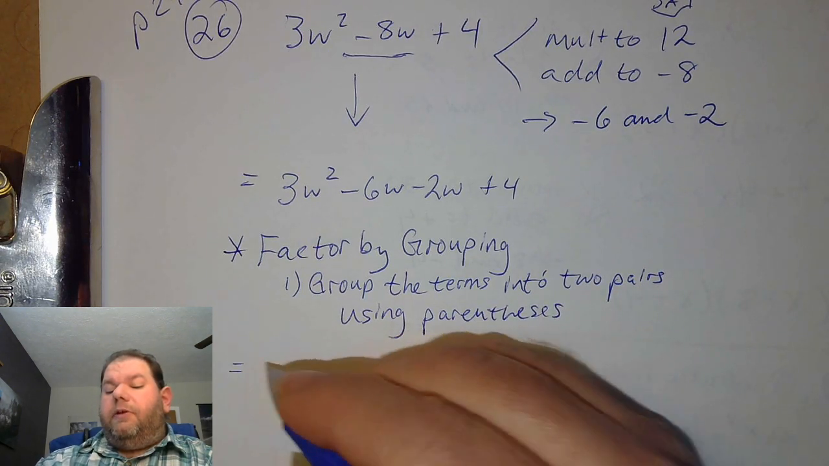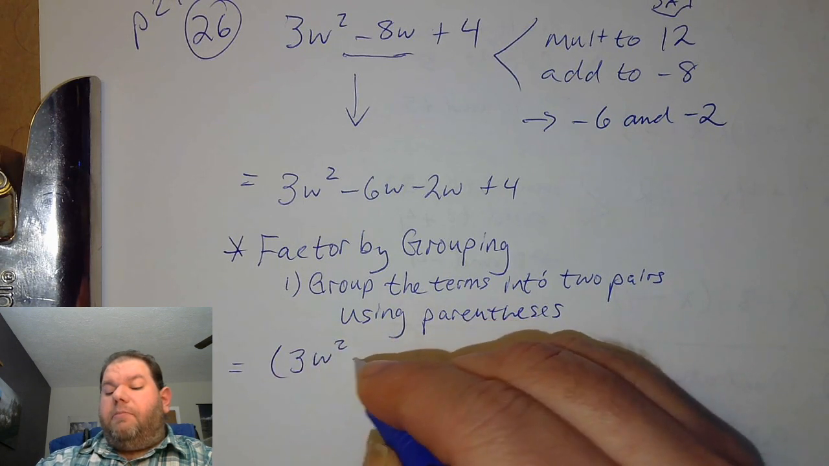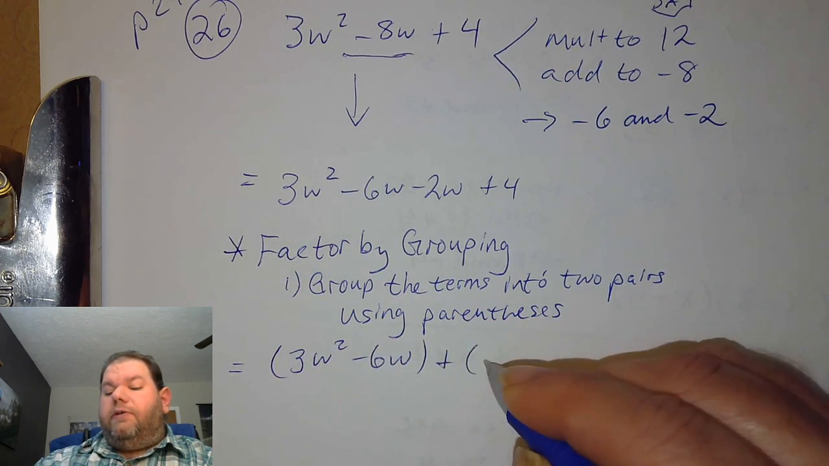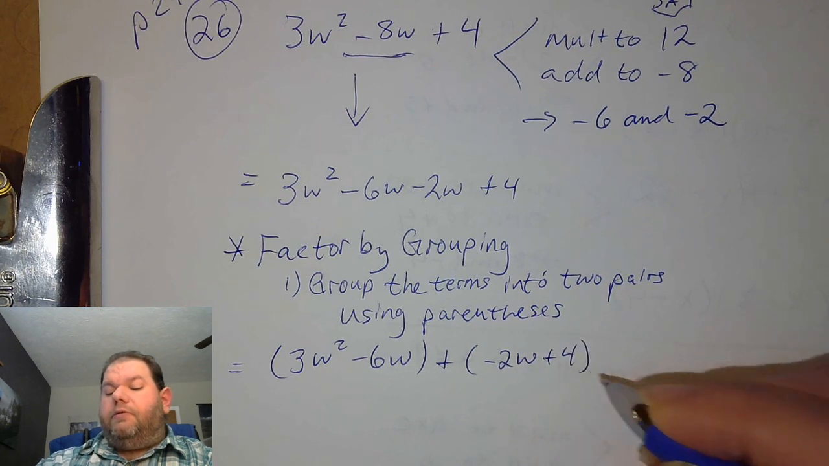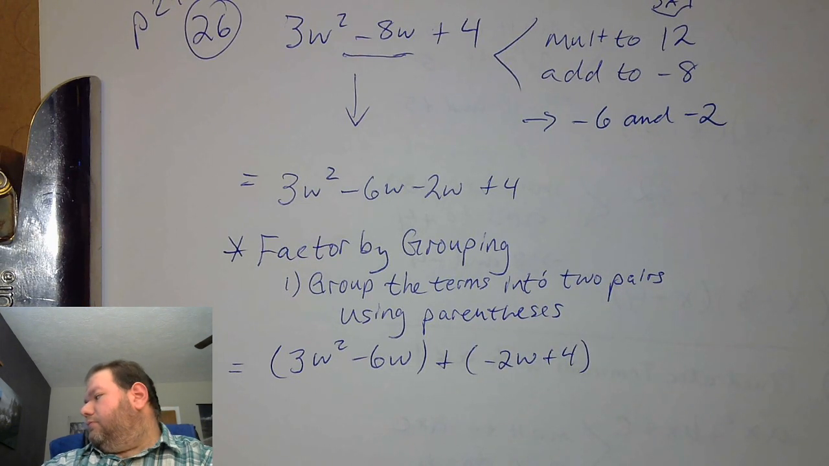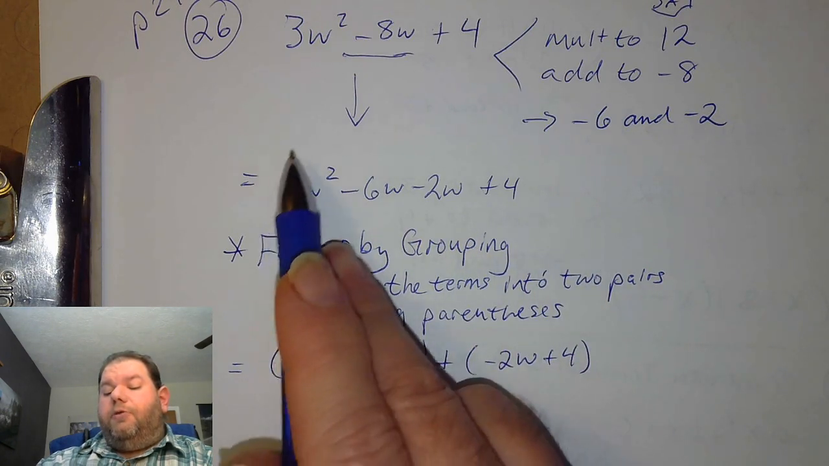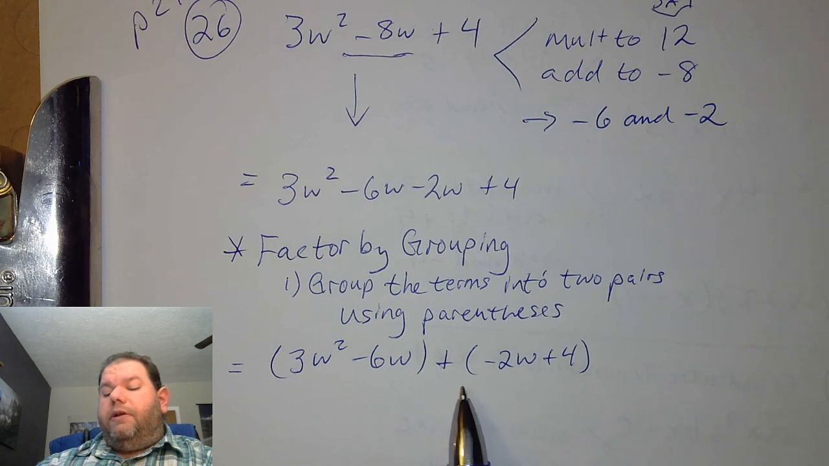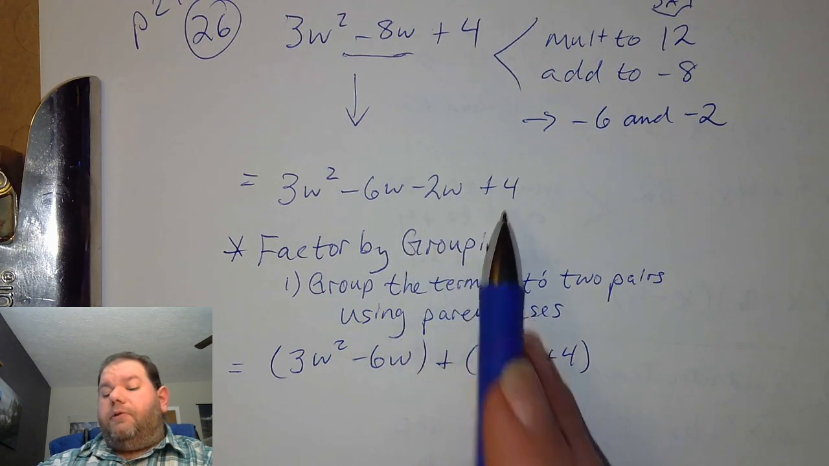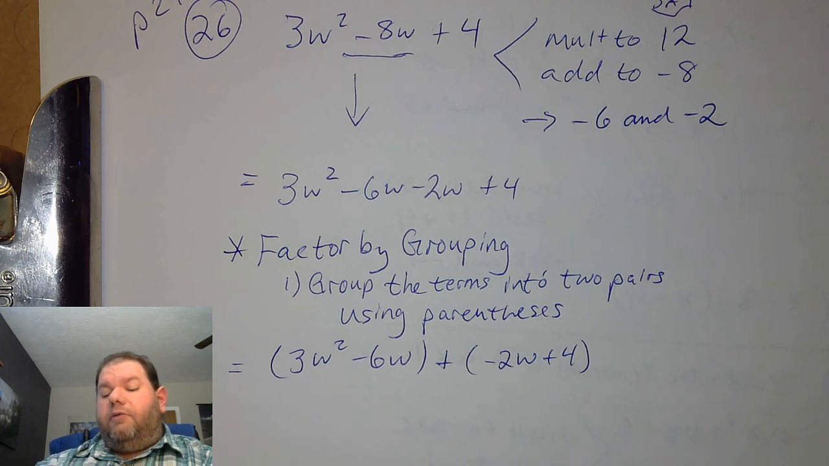Okay, so that means we have 3w squared minus 6w plus negative 2w plus 4. Now notice what I did here for this first step. We group the terms into two pairs, so I put parentheses around the pairs, with a plus between them. Now, with this plus between them, remember, we're not actually multiplying these binomials. We're adding them, so we don't try to FOIL them or anything like that. We're just working with them as they are.